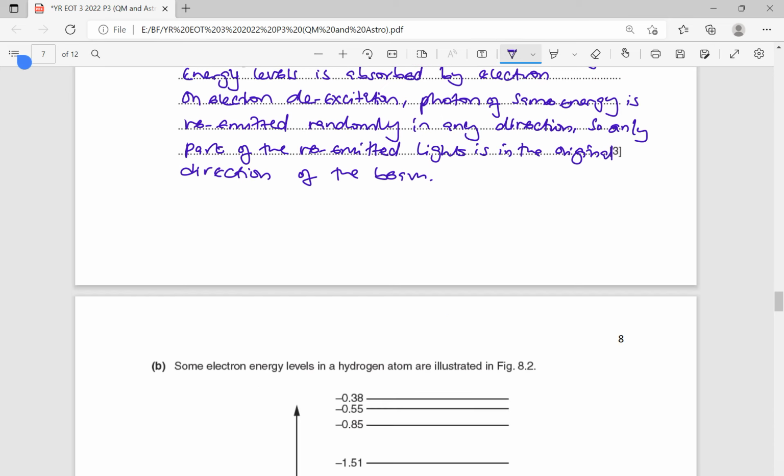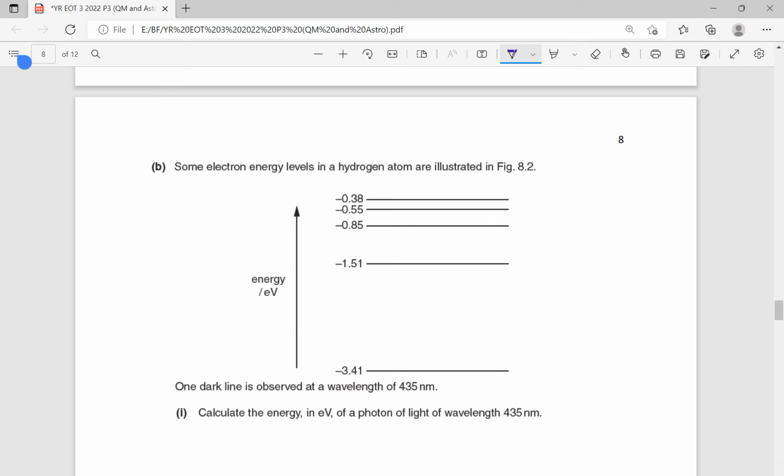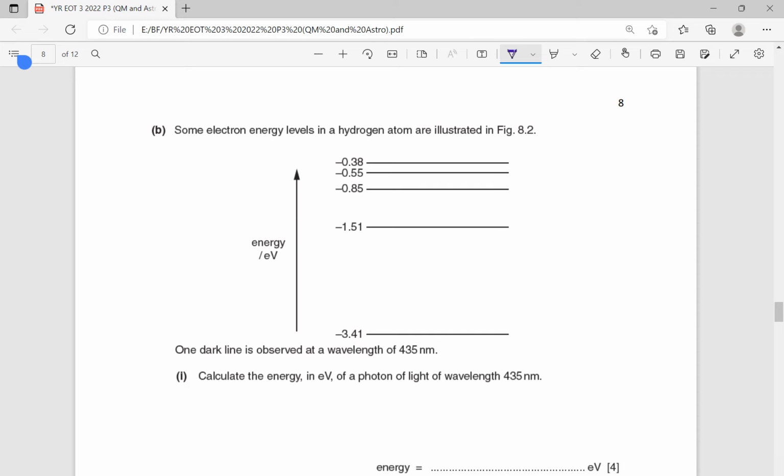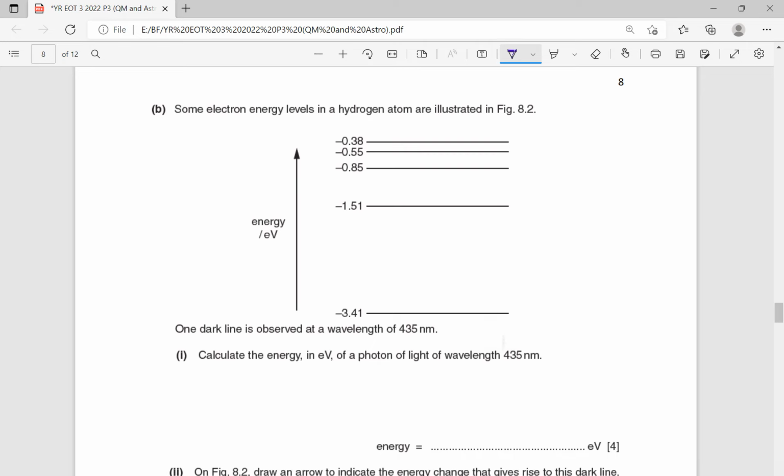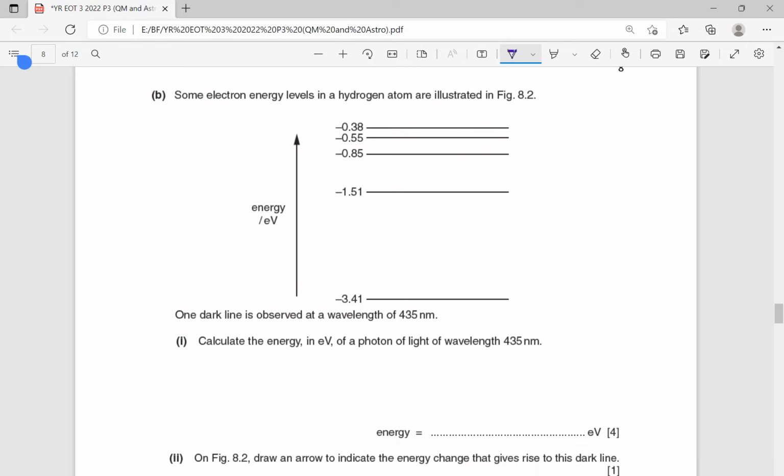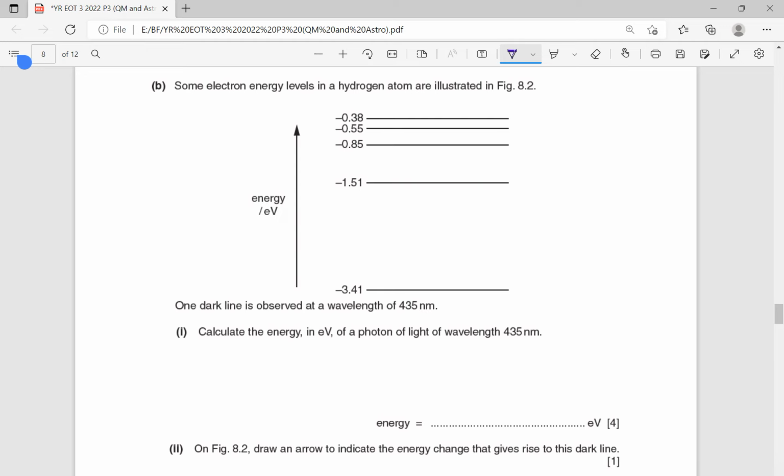Next, some electron energy levels in a hydrogen atom are illustrated. So they have illustrated them here. One dark line is observed at a wavelength of 435 nanometers. Calculate the energy in electron volts of a photon of light of that wavelength.